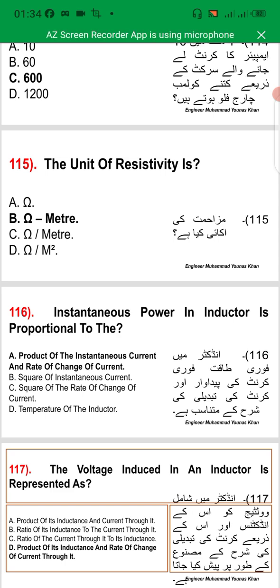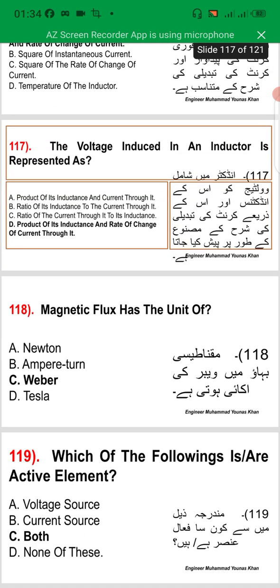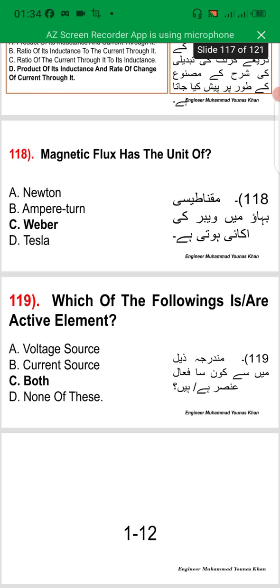Instantaneous power in an inductor is proportional to the product of the instantaneous current and rate of change of current. The voltage induced in an inductor is represented as the product of its inductance and rate of change of current through it. Magnetic flux has the unit of Weber. Which of the following is an active element? Voltage source and current source both are active elements.